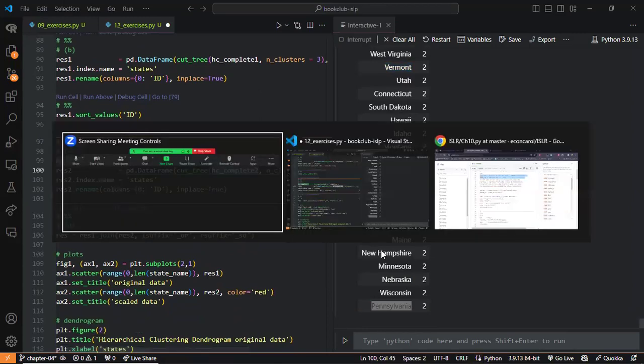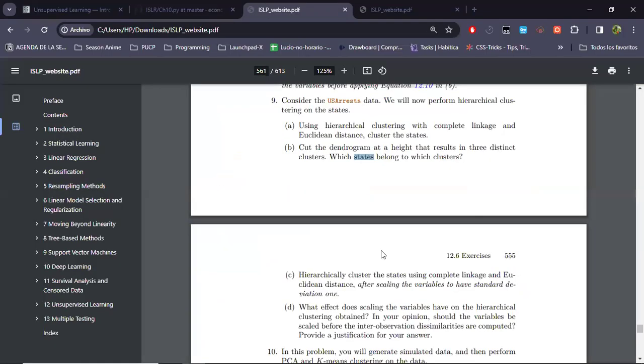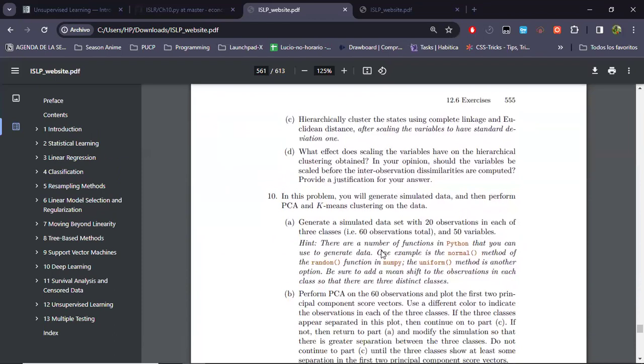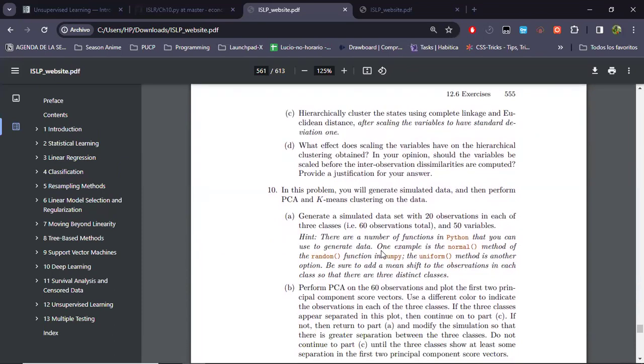Now, for item C, it mentions hierarchically cluster the states using complete linkage and Euclidean distance after scaling the variables to have a standard deviation of one.